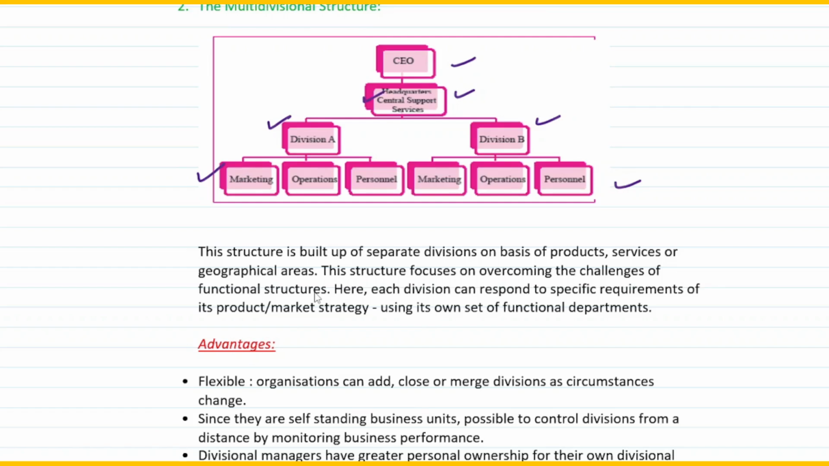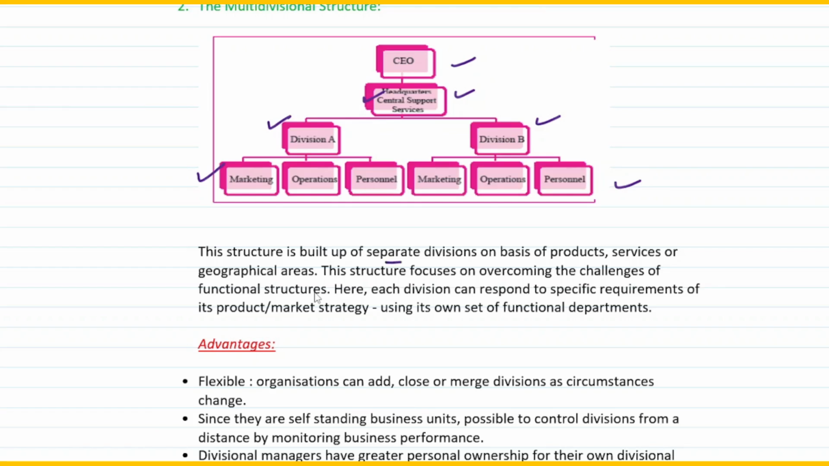And there can be repetition of the functions under each division, but just to make the business easier, we are trying to diversify that. So the problem of diversification gets over, or it is rather more flexible if you compare it with the functional structure. When we discuss the advantages, you will understand it in a better way. So let's understand what exactly is a multi-divisional structure.